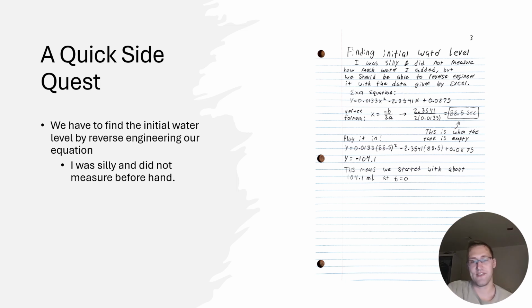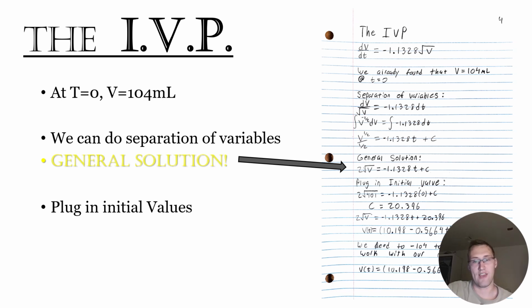So a quick side quest: since I didn't measure the water to begin with, kind of silly, we used the vertex formula on the equation that Excel gives us to get a vertex in seconds right here, and we plug that back into the equation to get our starting volume. We can then plug that into the IVP that we find here. This is actually a separable equation, which is kind of nice. So we just separate the variables, we get this beautiful general solution, plug in our goodies here, and then we get our solution.